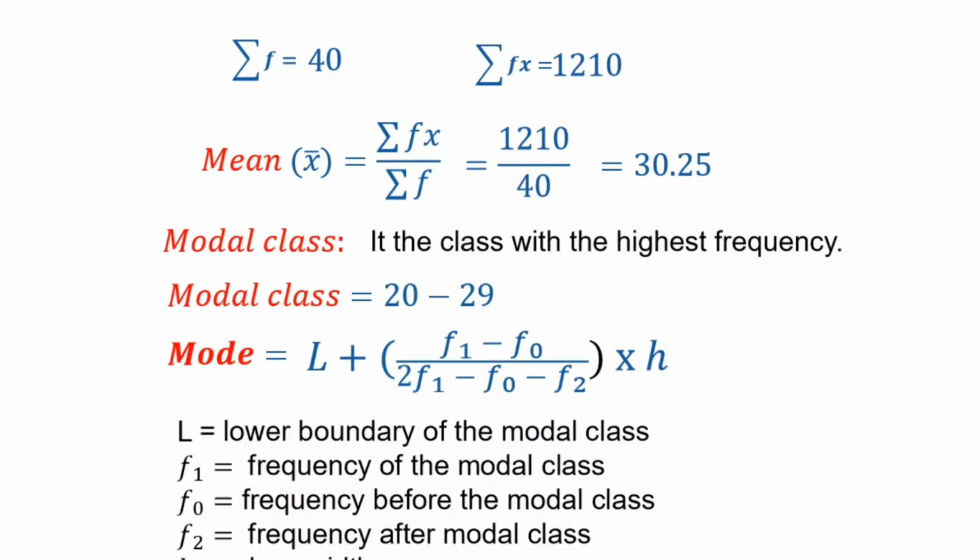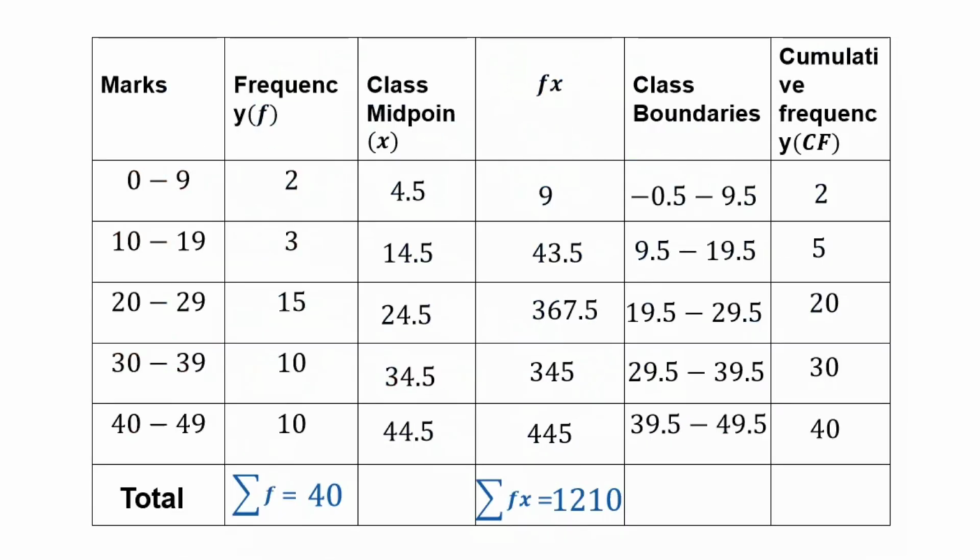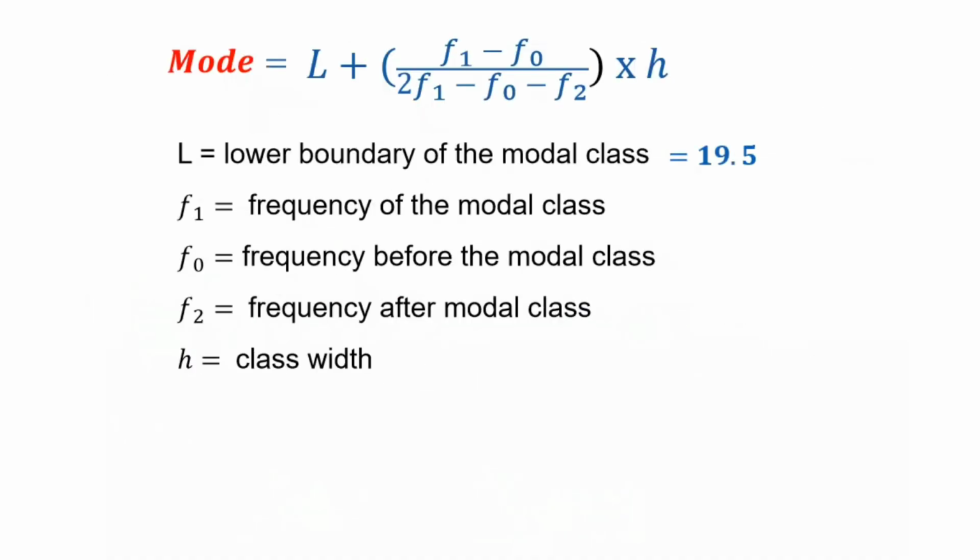We can find our lower class boundary. We know that our modal class is 20 to 29. So we are looking for the lower class boundary of that class. So we trace to the lower class boundary. Yes, that is the lower class boundary for the modal class. So now we know that the answer for that is 19.5.